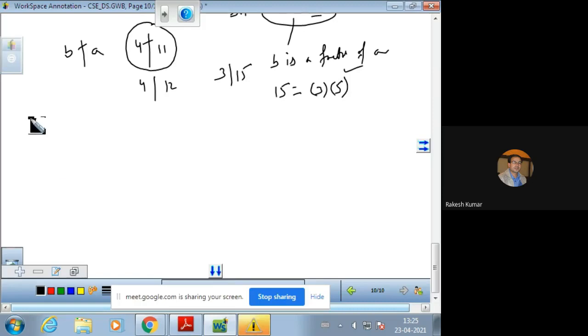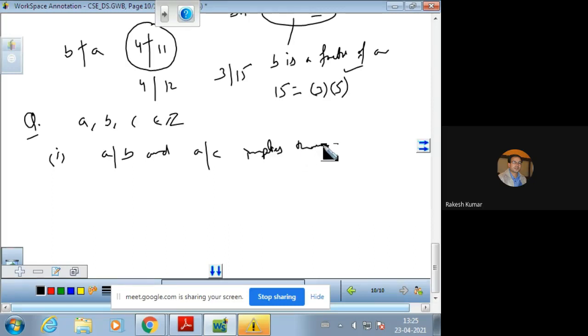So we have another important result related to divisibility. Let A, B, C be integers, then the first part of the result is: A divides B and A divides C implies that A divides B plus C. Now see, A divides B, A divides C, and we need to prove that A divides B plus C.